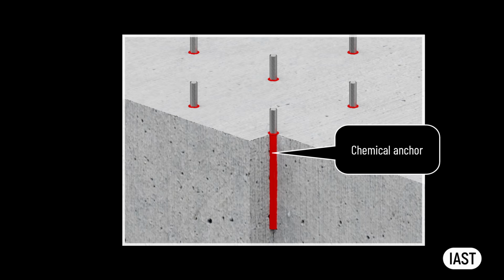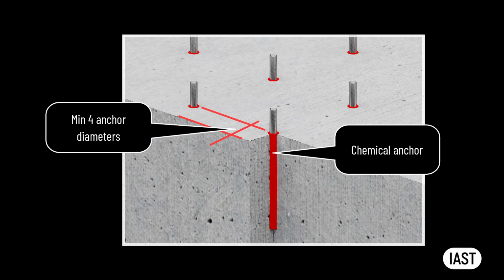They generally allow for smaller edge distances than mechanical anchors because they spread the load more evenly and reduce the stress concentration. The minimum edge distance can be as low as 4 anchor diameters, but it is essential to follow the manufacturer's specifications, as the performance of these anchors is highly dependent on the adhesive quality and the installation conditions. Chemical anchors are likely to be used for all connections to the repurposed precast concrete panels.